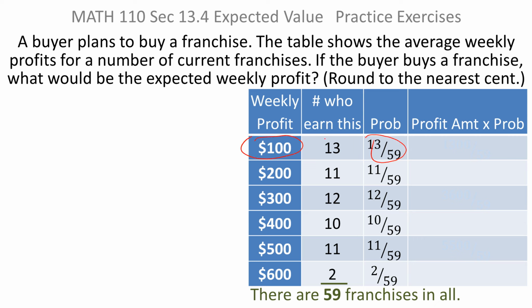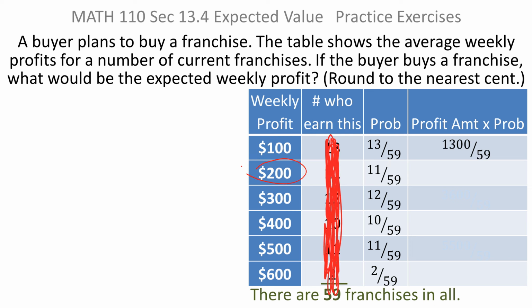We needed those numbers in this column in order to get the probabilities, but once we have the probabilities, we do not need those numbers anymore. So I might want to just mark them out so I'm not tempted to multiply by the wrong thing, because what I want to do is multiply that number times that number. So let's do that. If you take 100 times 13/59, you get 1300/59.